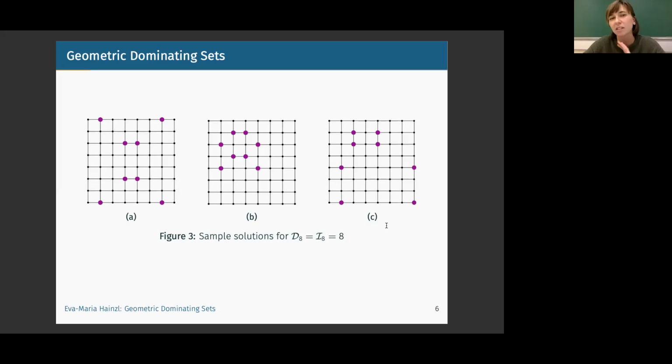At this point, we have computational results up to n equals 12, I think, and some larger numbers, but not necessarily optimal sets. And there's no real pattern or anything of that kind. I'll quickly tell you what we know about dominating sets in the n times n grid in the plane.